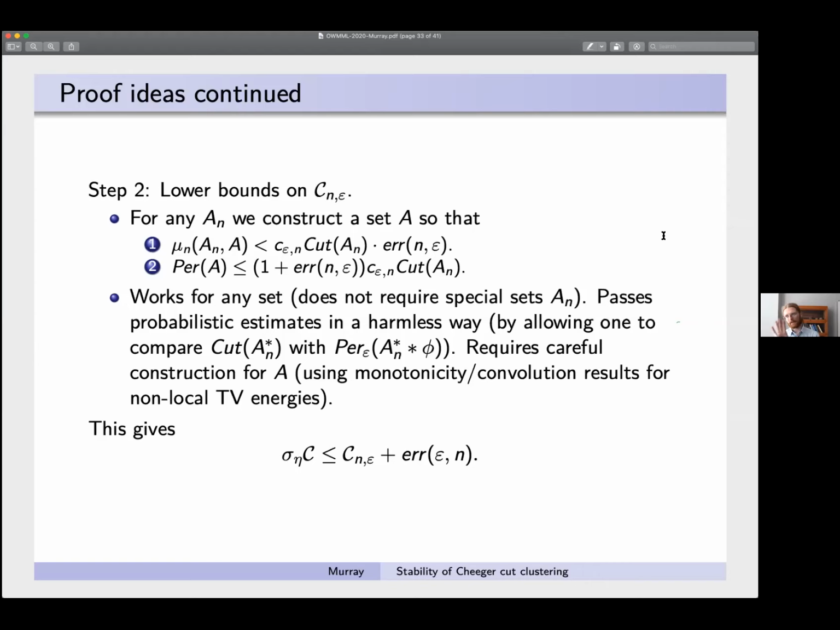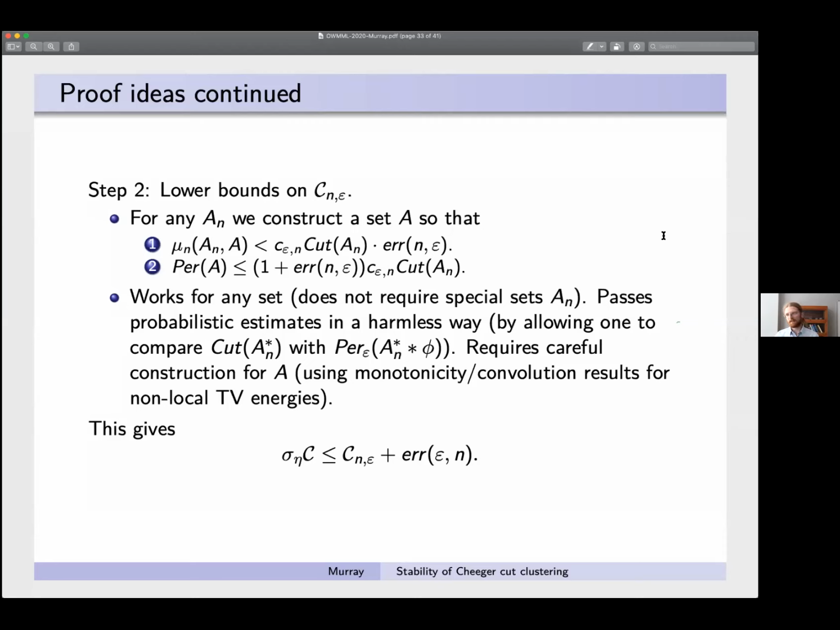But we can bound the difference between the two sets, the continuum approximation A and the graph subset A_n. And we can also bound the perimeter of this set A with this cut energy. This doesn't require any special structure on the sets A_n. What it really does is we're just taking some type of convolution. We're convolving it with some nice kernel, and then we're able to carry through the estimates in a careful way.